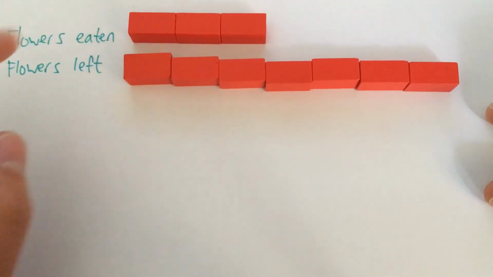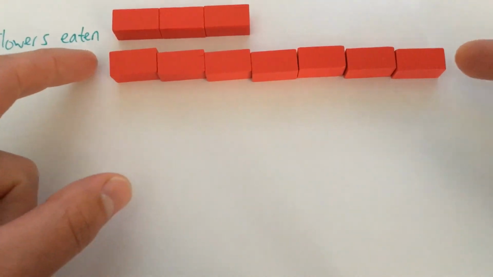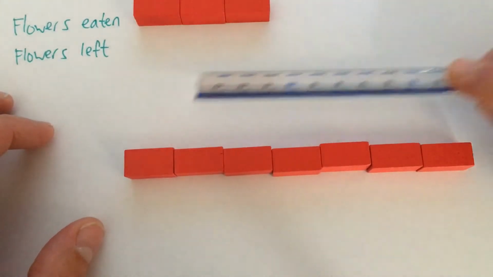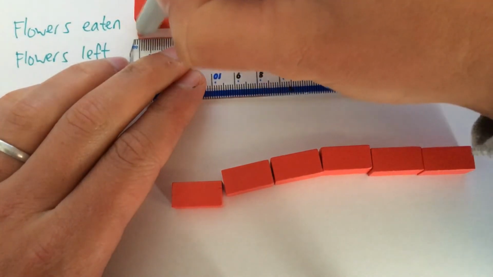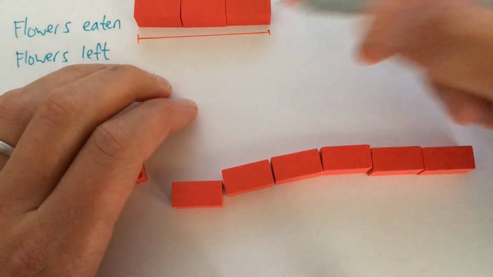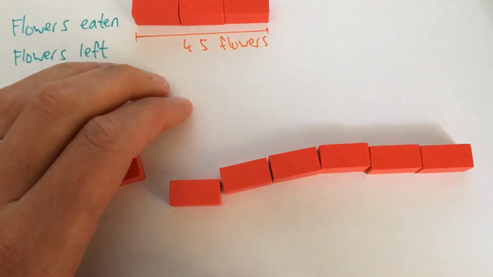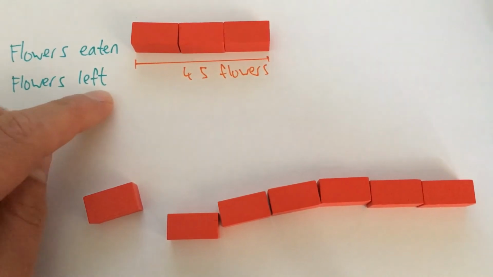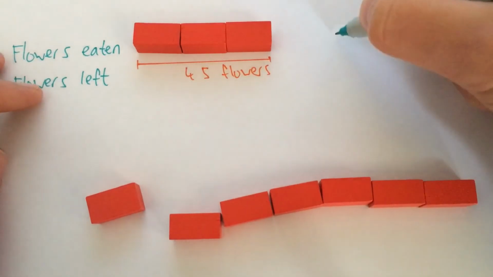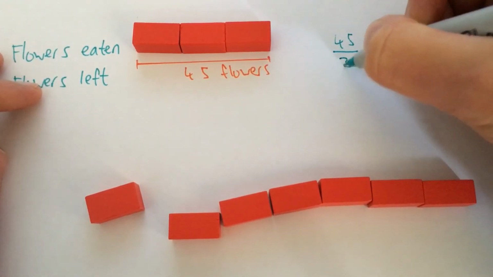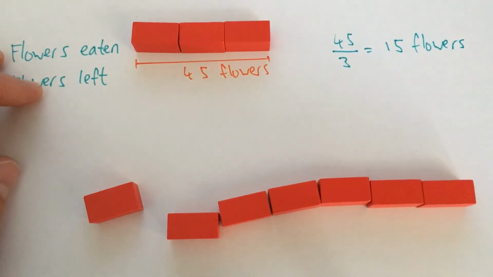We're also told that 45 flowers have been eaten. So how many flowers are left standing? Let's move these blocks out of the way for the moment, and we'll just write in here what these 3 represent. So these 3 parts represent a total of 45 flowers that have been eaten by this rabbit. It's had a good feast, isn't it? So if we want to work out what 1 part is worth, we're going to do 45 divided by 3, which is 15. So each block represents 15 flowers.